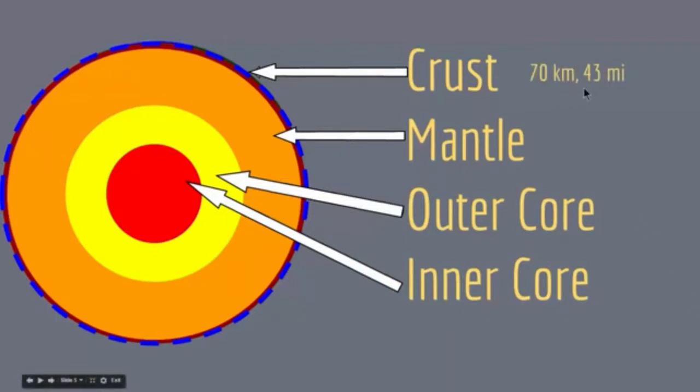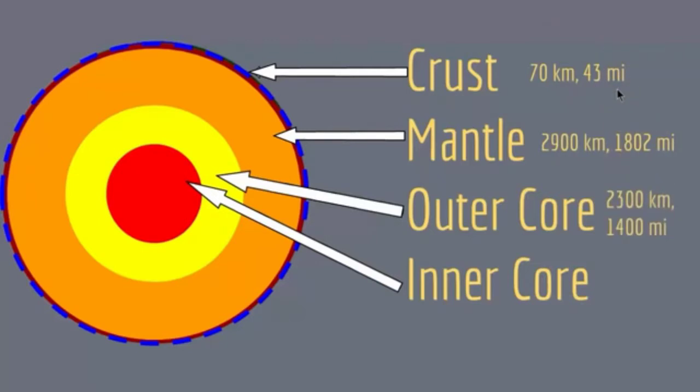Now, the crust is 70 kilometers deep and 43 miles thick, while the mantle is 2,900 kilometers and 1,802 miles thick. The outer core is 2,300 kilometers and 1,400 miles thick, while the inner core is 1,220 kilometers and 760 miles thick. All these are figures that tell us just exactly how we need to be seeing these topics. But now let's invite a professor from New York to give us more insights on this internal structure of the Earth.